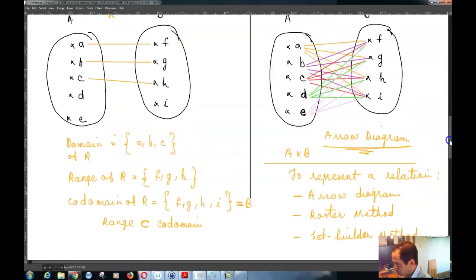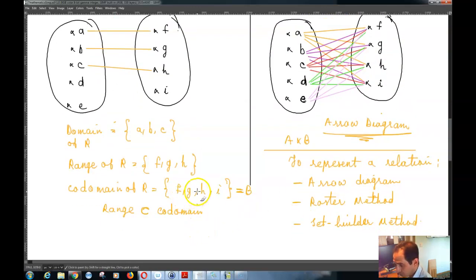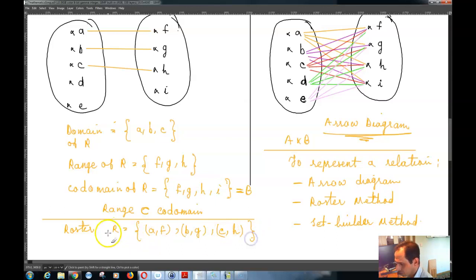Now the raster method would be something like this. In the raster method you would write this relation as R is equal to, for example, (A, F), (B, G), and (C, H). That is called the raster method.